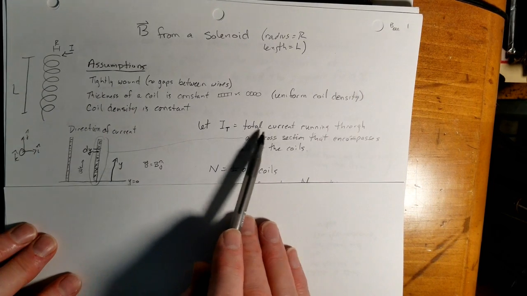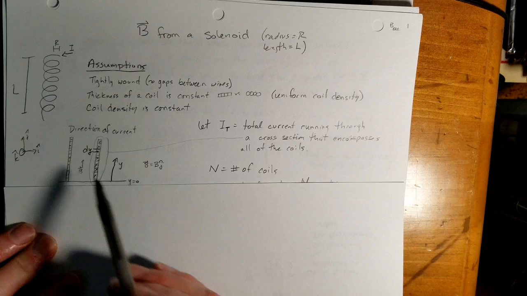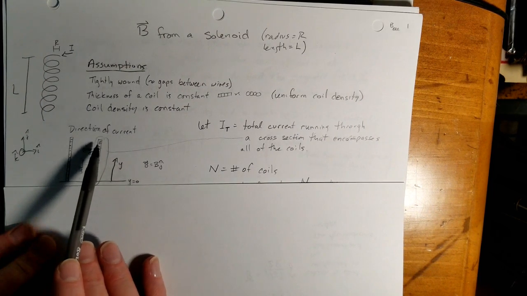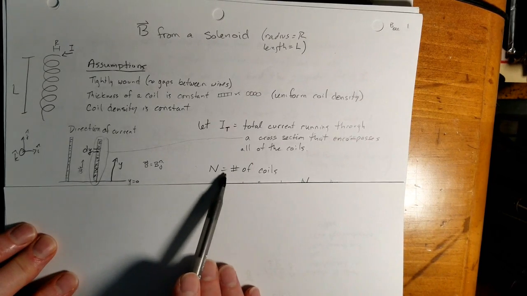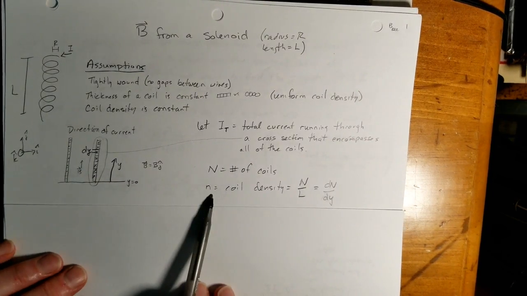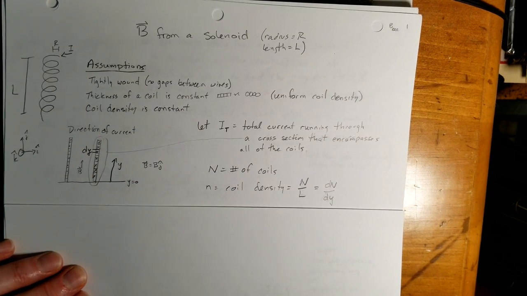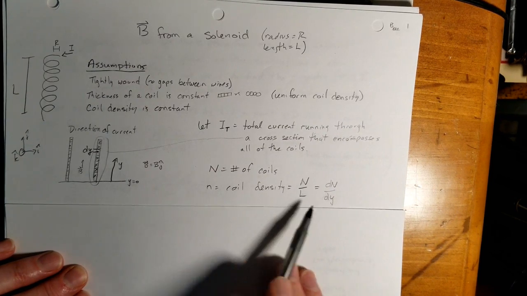So I'm going to let I_T be the total current running through a cross-section that encompasses all of the coils. If I take a look at all of this, I have current flowing through here, here, here. Each of these wires is producing a total current. I'm going to let capital N be the number of coils, and little n be the coil density, in other words, the number of coils divided by that length. Same as we used in another video, except I might have used a lowercase l in that one.